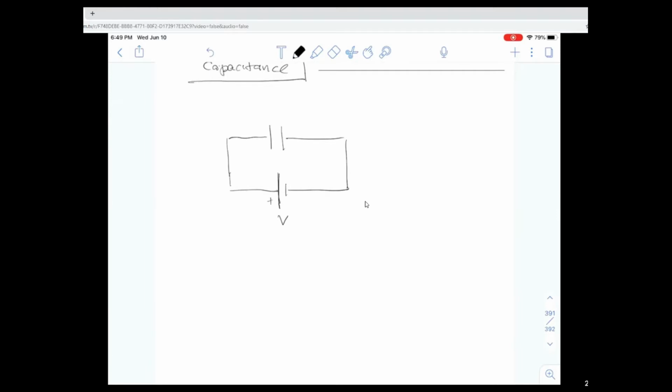This one represents a positive charge plate. This is going to represent a negative charge plate. So you got your positive terminal here, you got your negative terminal here. Positive terminal is going to charge up one plate positively, negative terminal is going to charge up the other plate negatively. So this one is going to be positively charged. This one is going to be negatively charged.